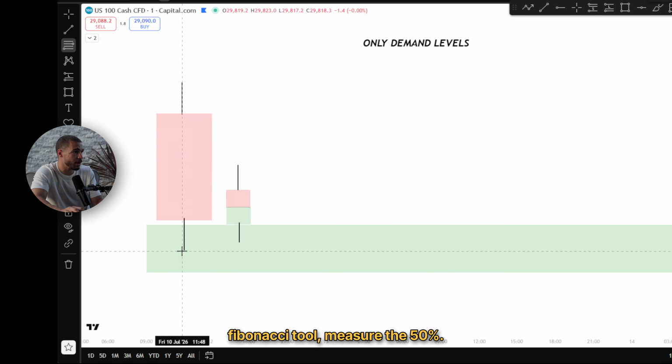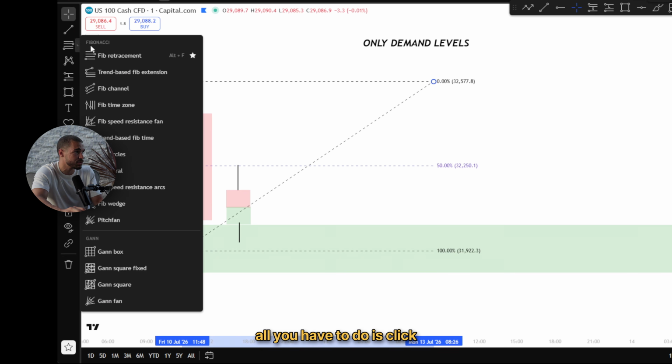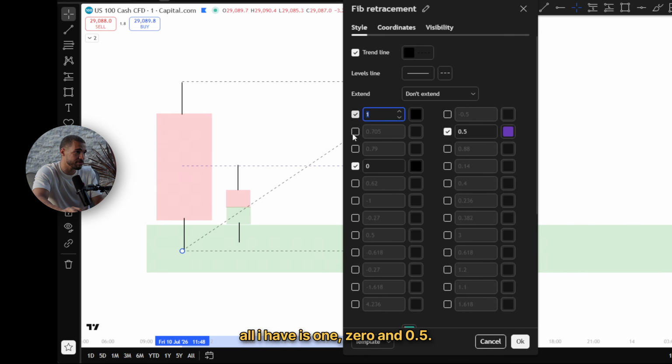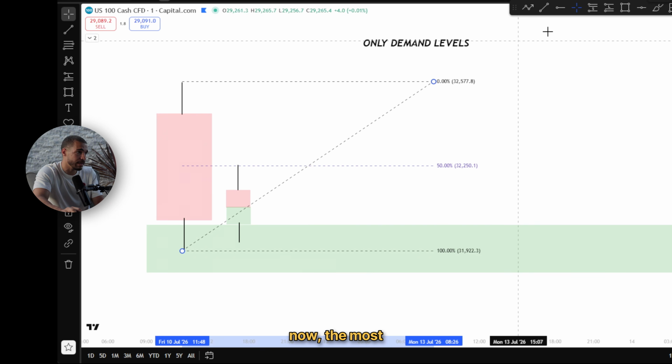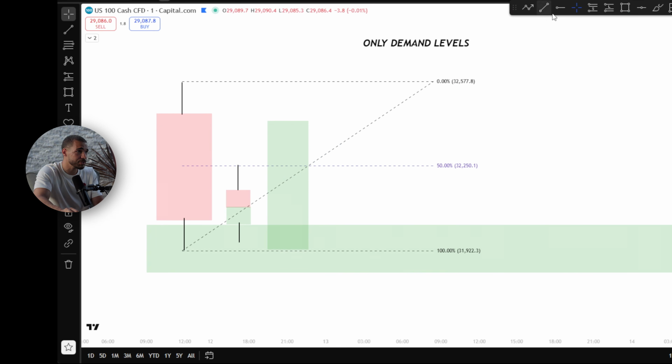You want to take your Fibonacci tool, measure the 50%. If you guys don't have a Fibonacci tool on your screen, all you have to do is click over here, Fib retracement. If you don't have the settings, double click it right here. All I have is 1, 0, and 0.5. Now, the most important thing is that we see that last candlestick be bullish and close above the 50% level.